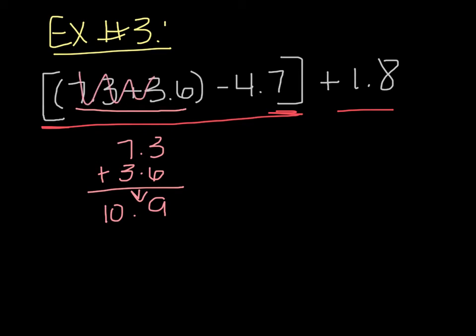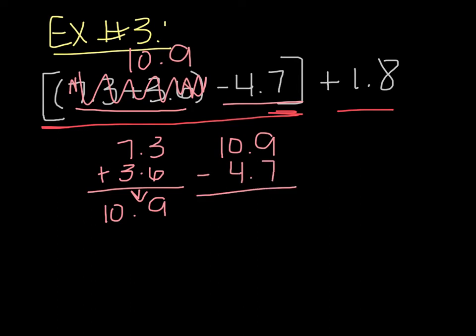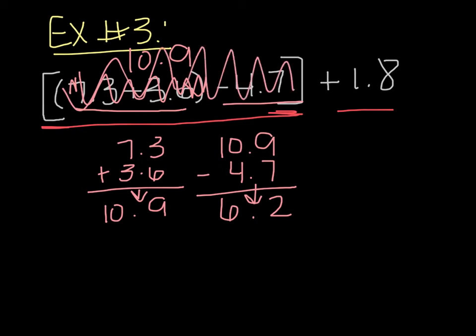So I can cross that out and write that up here. Now I still have to do what's in brackets. So now I have 10 and 9/10 minus 4 and 7/10. I lined up my decimals. Bring your decimal straight down. Subtract. 9 minus 7 is 2. 10 minus 4 is 6. So now for this whole part, I have 6 and 2/10.